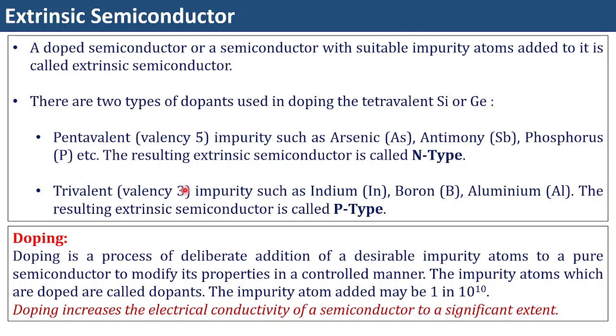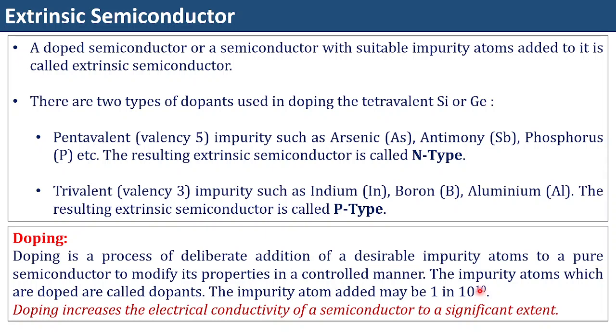Now before we go into that, let us try to understand what is the meaning of doping. Doping is a process of deliberate addition of desirable impurity atoms to a pure semiconductor to modify its properties in a controlled manner. In the case of doping, the number of impurity atoms added is very less, almost how much? 1 in 10 to the power 10. If you have 10 to the power 10 silicon atoms, then out of that one atom will be a doped atom. For example, if it is a pentavalent atom or trivalent atom, whatever you wish you can dope, but 1 in 10 to the power 10.